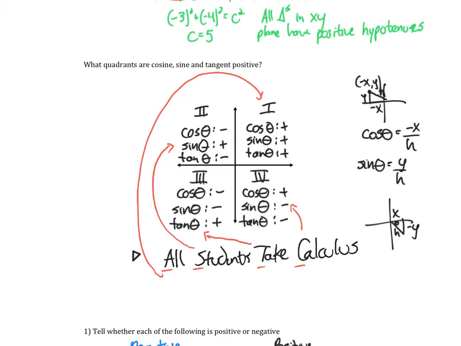And then which ones are positive? So it's something that is helpful. I use it. A lot of people use it. Sometimes it's abbreviated ASTC. So you'll see ASTC. That just represents the 4 quadrants.